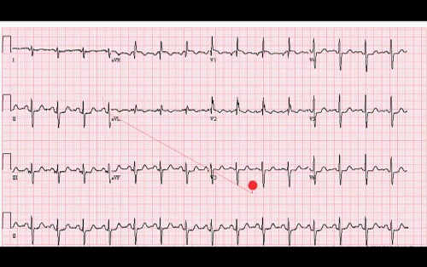Okay. So this is RVH, okay. Right ventricular hypertrophy with probable biatrial enlargement. Both atria are enlarged. Good.